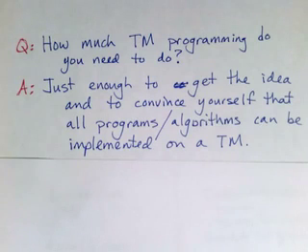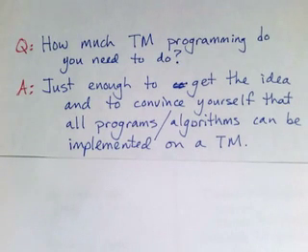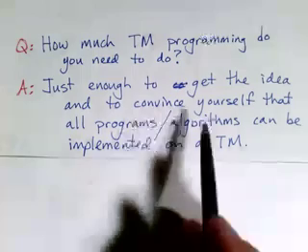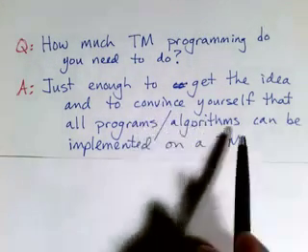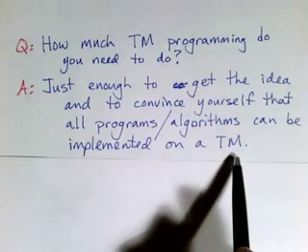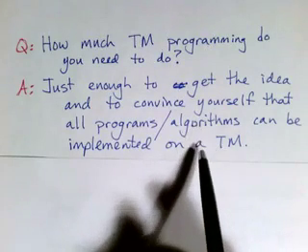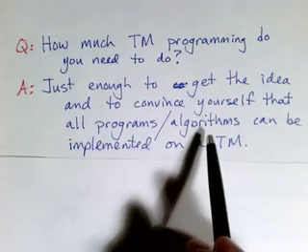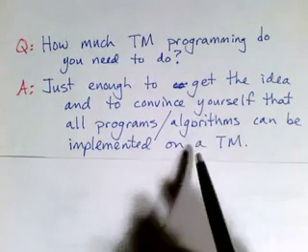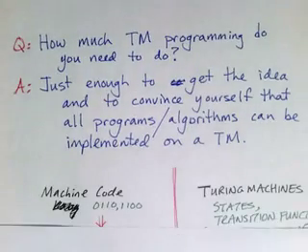So just how much programming on a Turing machine do you need to do? Well, the answer is you need to do enough to get the idea of how they work, and also to convince yourself that any program that you might want to write can be implemented on a Turing machine. So you need to program these Turing machines until you are convinced and comfortable with the fact that any algorithm can be programmed on a Turing machine.